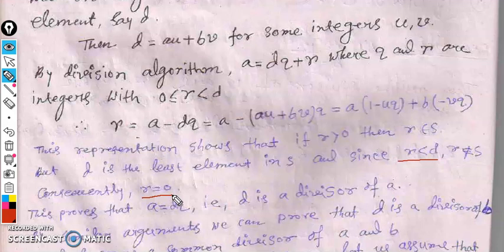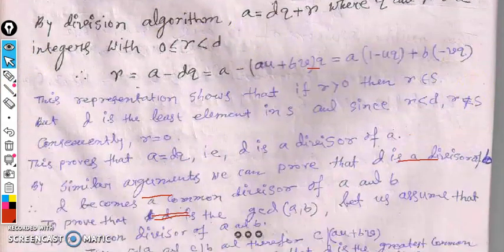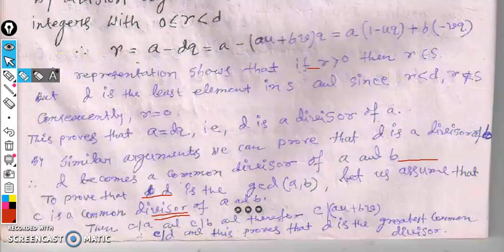If r is 0, it represents that the number d is a divisor of a, because r is 0. Therefore a can be written as dq. That means d divides a with the quotient q, so a equals dq. With a similar concept, we can say that b equals dq.